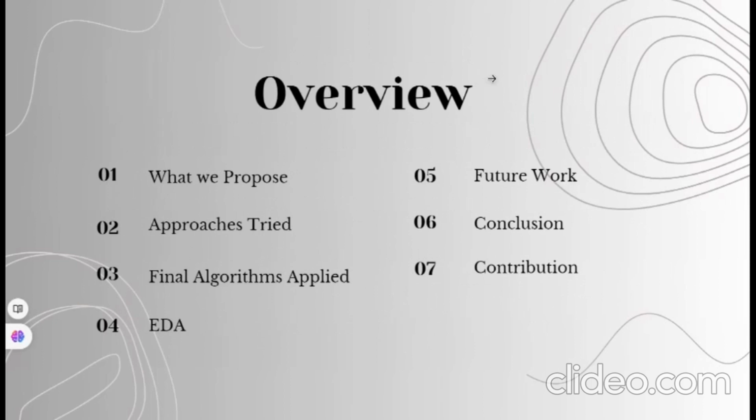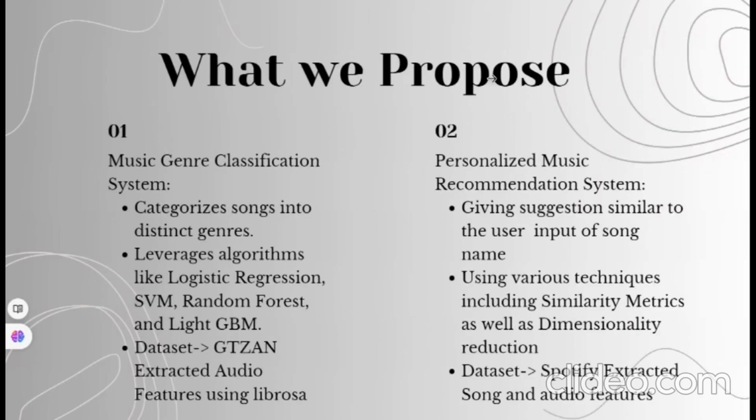So this is the overview of our project. What we propose: first we will look at the music genre classification system. For this we use the GTZAN dataset available on Kaggle. We use the Librosa library of Python to extract the audio features from the audio files. It works like this: the user inputs an MP3 or WAV file, and the program classifies it into distinct genres. We use different algorithms, which we will see in the coming slides.